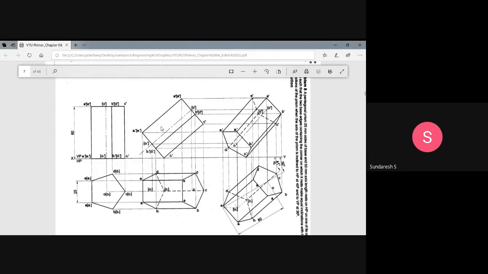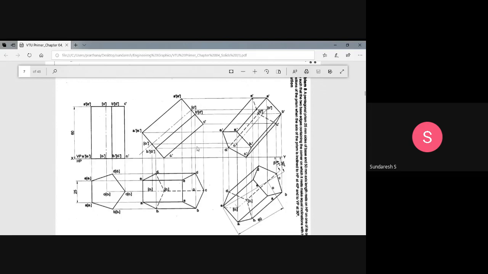So before you represent, you should have it in your mind. You should imagine: this is what I am getting, this is what I cannot see, this is the invisible edge. This is the corner from which the two edges arise, and those two edges also cannot be seen. This kind of imagination should come to your mind. Then you can represent it on a sheet of paper.